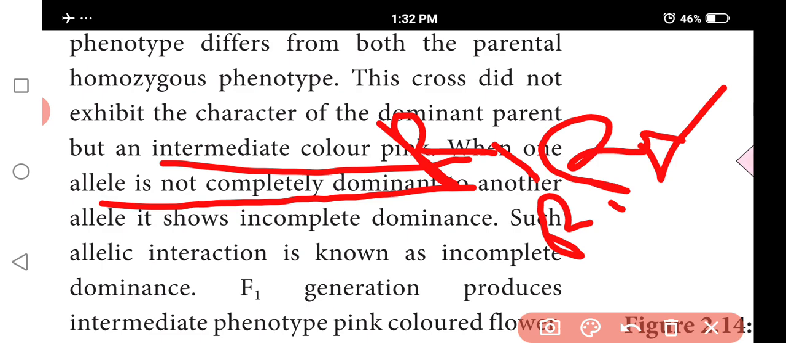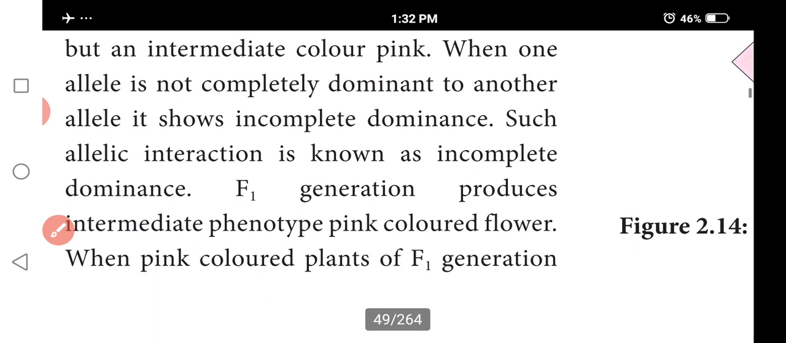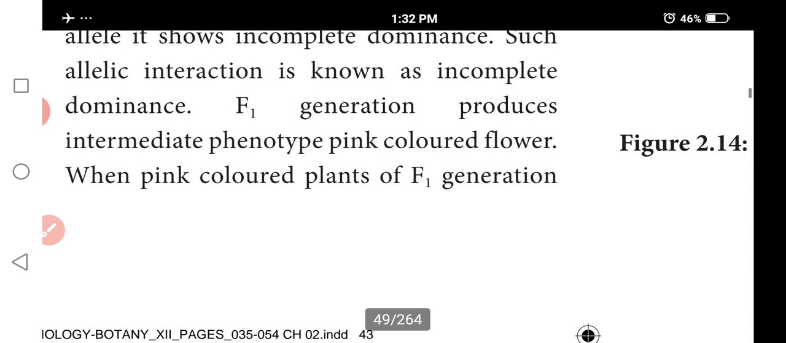So it is called incomplete dominance. Such allelic interaction is known as incomplete dominance. The F1 generation produces the intermediate phenotype, pink color.